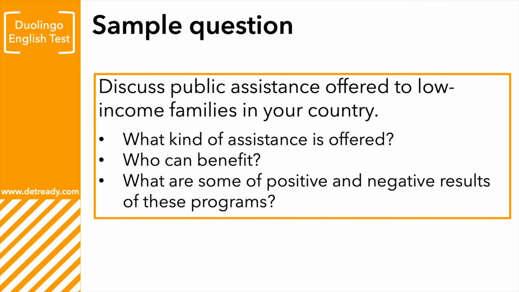Okay then, well let's get started with today's lesson. I'm going to teach you these phrases by going through an answer for one of the speaking questions on the Practice Duolingo English test, and this is the question we'll look at today. Discuss public assistance offered to low-income families in your country. What kind of assistance is offered? Who can benefit? What are some of the positive and negative results of these programs? So this is the question we're going to answer.